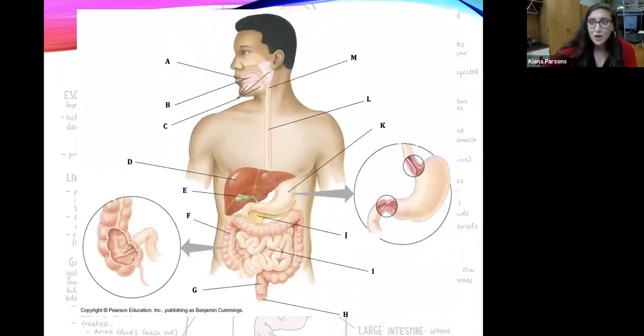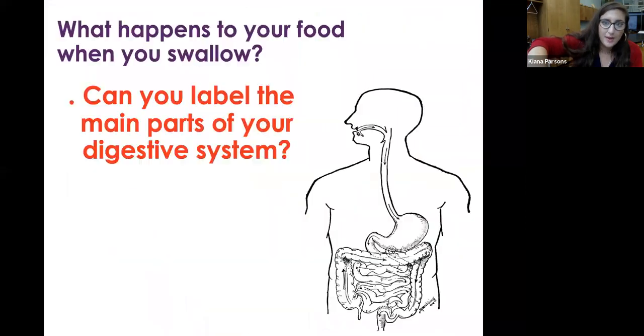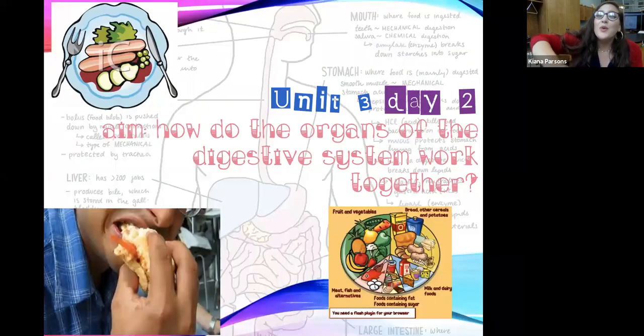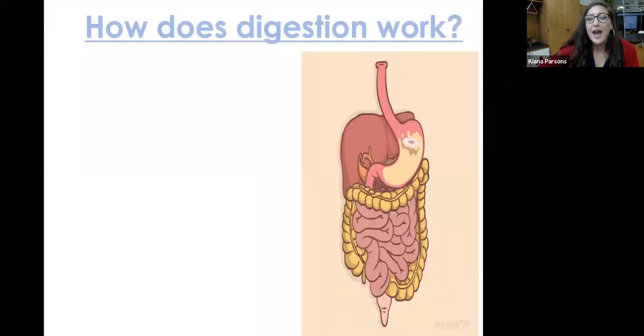And all right, ladies and gentlemen, that's all I have for you today. So today we went over unit 3, day 2, and today's aim was how do the organs of the digestive system work together? And we went through all the organs of the digestive system and how they all work together in the processes of mechanical and chemical digestion.